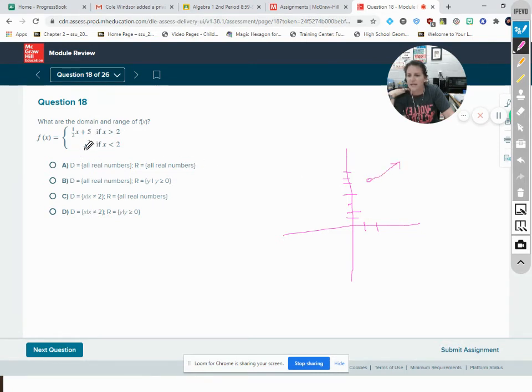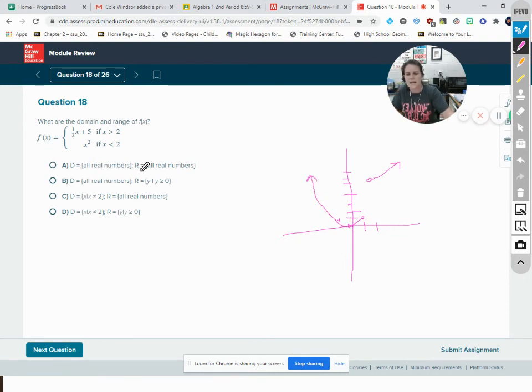This is x squared if x is less than 2. So if I plug in a 1, 1 squared is 1. So we're going to have a circle here. Plug in 0. 0 squared is 0. Plug in -1. -1 squared is +1. So my function's going to look something like this.